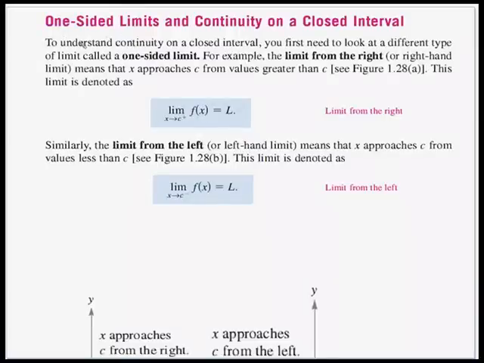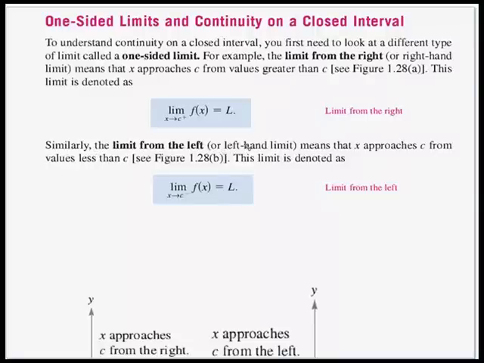All right, let's talk about these one-sided limits and having continuity on a closed interval. So to understand continuity on a closed interval, you need to look at a different type of limit called a one-sided limit. For example, the limit from the right, or the right-hand limit, means that x approaches c from values greater than c. And we denote this with a little plus here. The limit as x approaches c from the plus side, or from the right-hand side, of our function f of x is equal to L. That's our limit from the right.